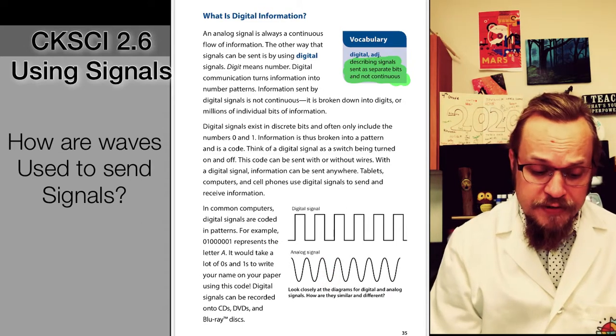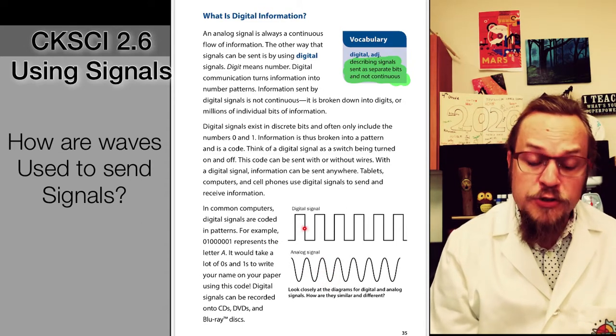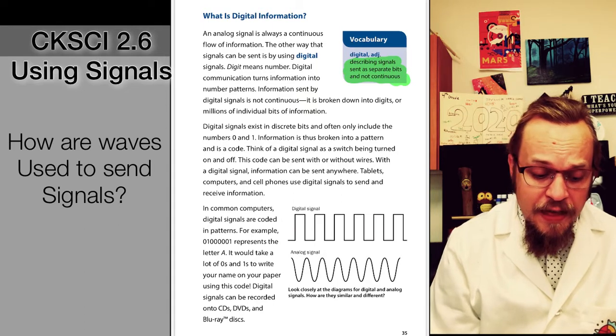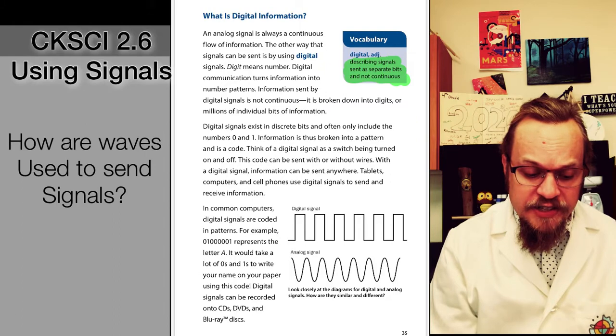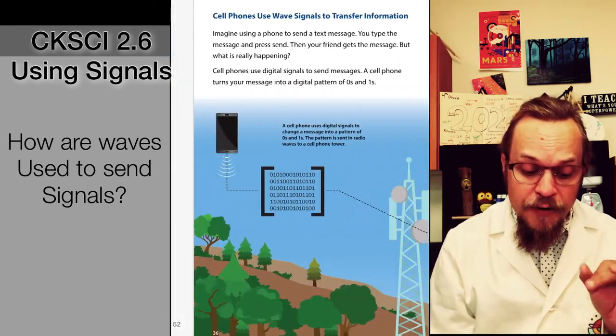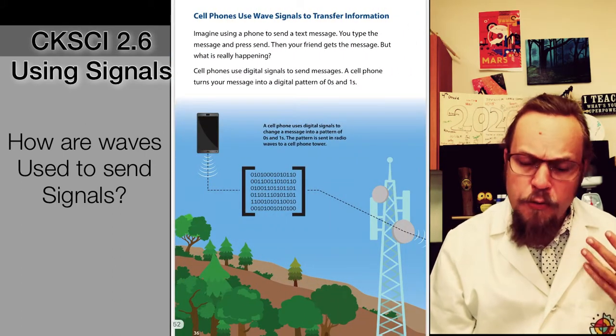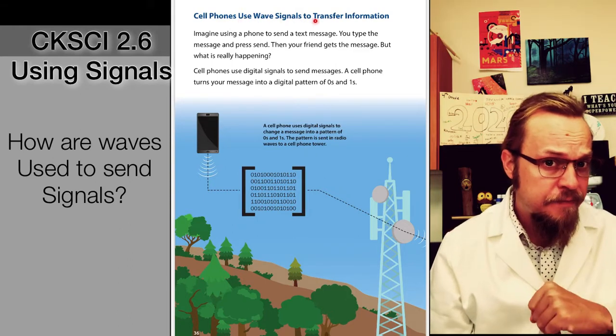So cell phones. Cell phones use wave signals to transfer information. Imagine using a phone to send a text message. You type the message and press send. Then your friend gets that message. But what is really happening?